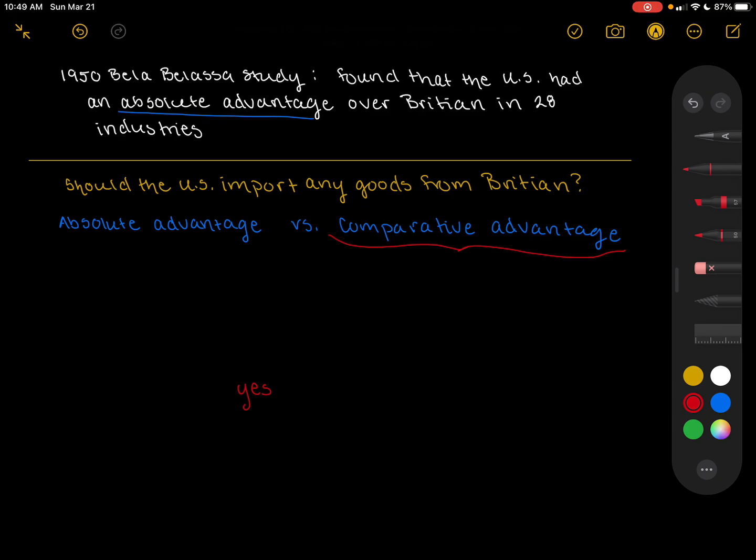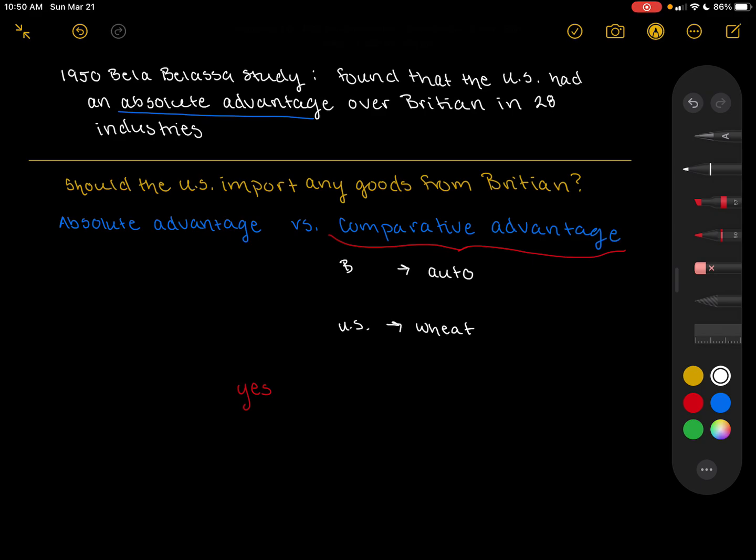So, if Britain has a comparative advantage in, let's just say automobiles, which I don't think they do, but suppose that Britain has a comparative advantage in the auto industry. Well, that means that the US should import autos. But now let's suppose that the US has a comparative advantage in wheat production. Well, in that case, Britain should be importing wheat from the US.